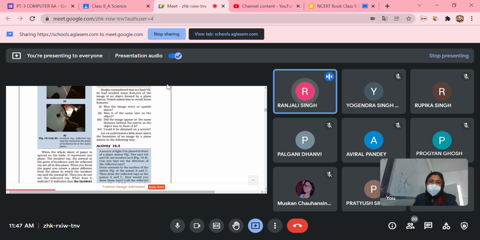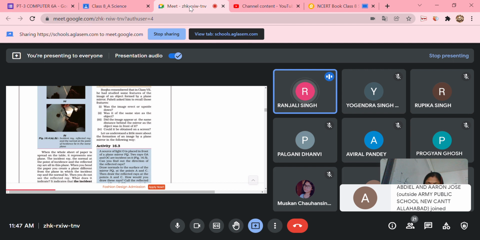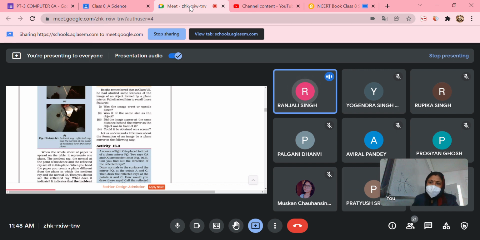Mirror. Paheli asked him to recall those features. First, was the image erect or upside down? Second, was it of the same size as the object? Third, did the image appear at the same distance behind the mirror as the object was in front of it? Fourth, could it be obtained on a screen?